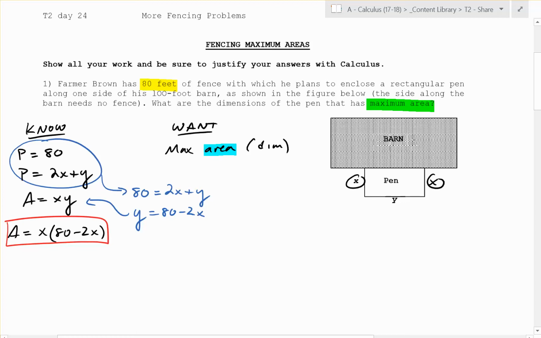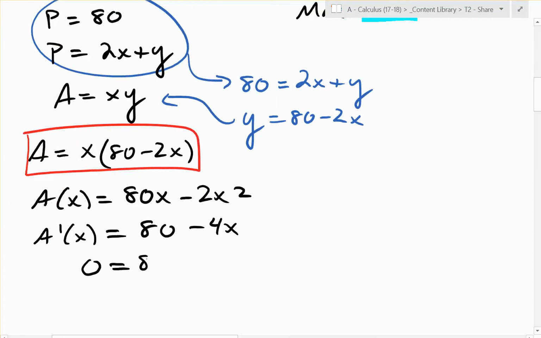Now we're down to one variable, just x. So now we're going to take a derivative, but before we do that, let's clean it up a little bit. So we have A in terms of x is equal to 80x minus 2x squared. Therefore, we can now take the derivative. So A prime of x is equal to 80 minus 4x, and we set this equal to 0. We end up with 0 equals 80 minus 4x, so 4x is equal to 80, so x is equal to 20.